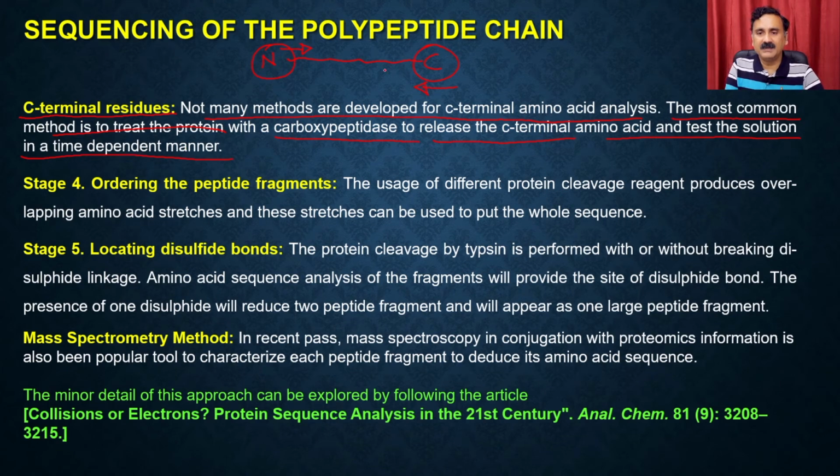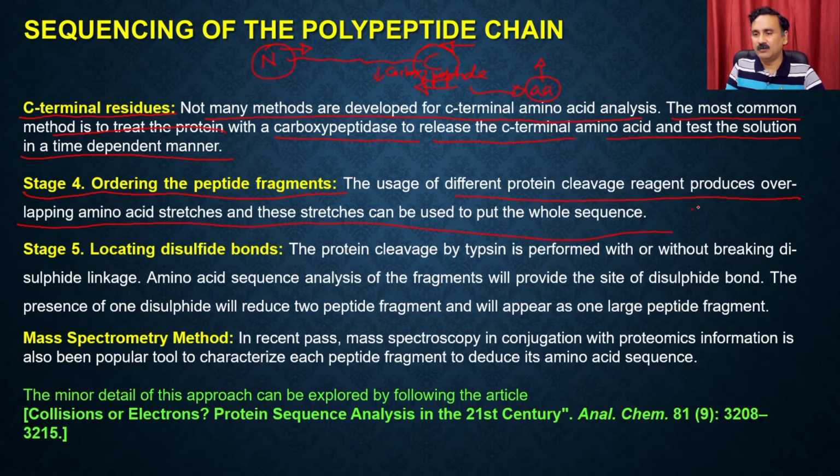So, you can just treat this with carboxypeptidase. Carboxypeptidase is a specific enzyme which releases the amino acid from the C-terminal side rather than the N-terminal side. If you use carboxypeptidase, it releases the amino acids, and these are the C-terminal amino acids. Once the amino acid is released, you can identify it by Sanger's or Edman degradation methods. Then in stage 4, you do the ordering of the peptide fragments. Usage of different peptide cleavage reagents produces overlapping amino acid stretches, and these stretches can be used to put together the whole sequence.